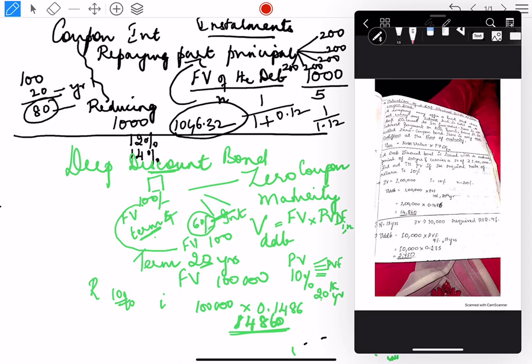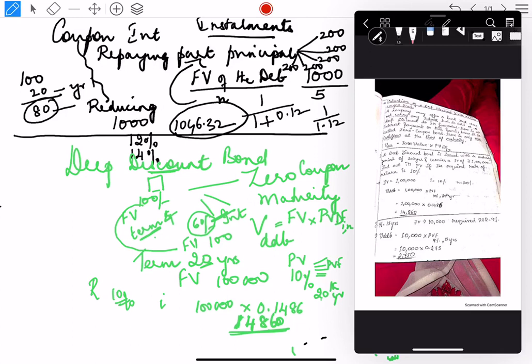For him, the present value is so much. So if the debenture is available either at 14,860 or lesser than that, it is ideal, it would be better suited for this investor, and he will be able to purchase it. So a deep discount bond doesn't have any interest calculation, it doesn't have any part principal payment calculation. There is a totally simple one-time formula that we use.